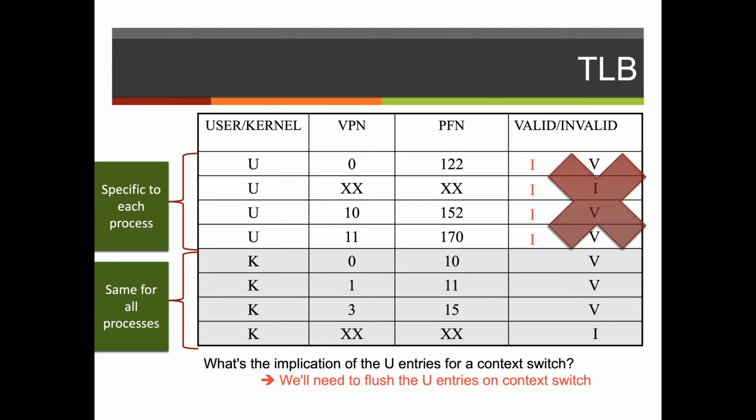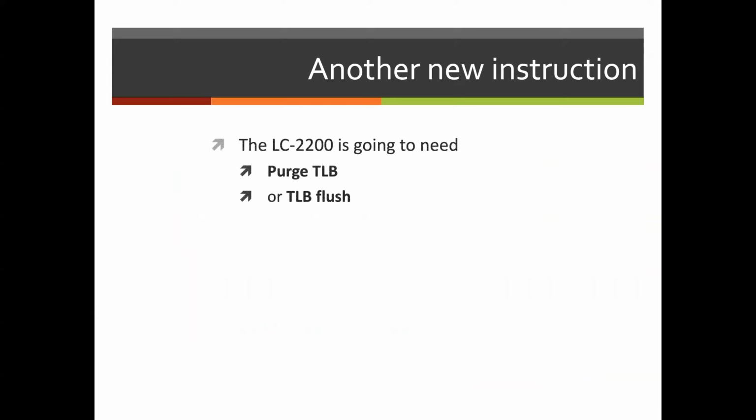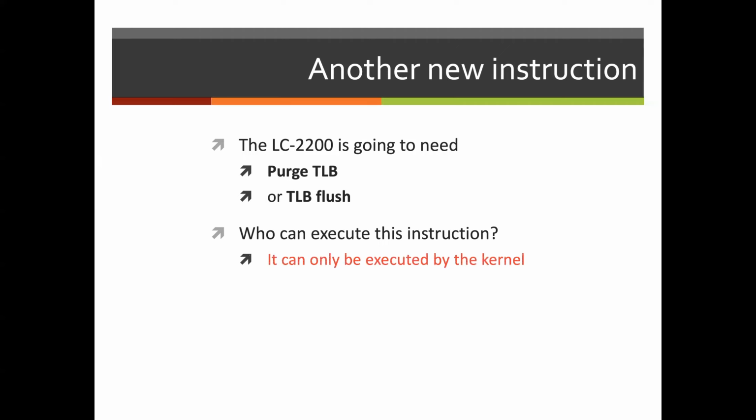And in order for us to make this work appropriately, once we flush out those user entries, the valid bit is replaced with invalid for all of the user entries. So we're going to need to incorporate some new instructions. These instructions are there for purging of the TLB, or a TLB flush. And we're going to need to determine who can execute this instruction. Our choices would be the user space or the kernel space. And for this to work, only the kernel should be able to execute this instruction.